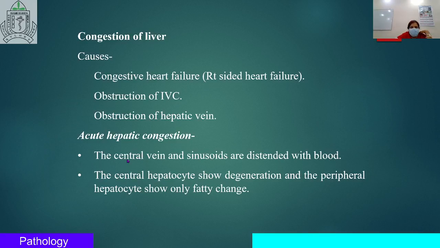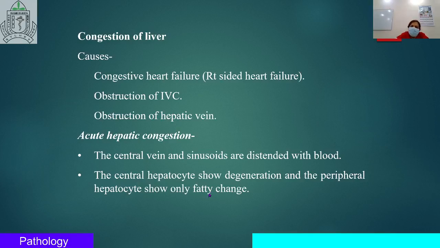What happened in acute hepatic congestion? The central hepatocytes show degeneration and the peripheral hepatocytes show only fatty change. You already know that degeneration of the cell, or cell death in living tissue, is known as necrosis. So central hepatocytes undergo degeneration, that means hepatic necrosis. That is irreversible cell injury. And peripheral hepatocytes undergo fatty change. It is reversible cell injury.